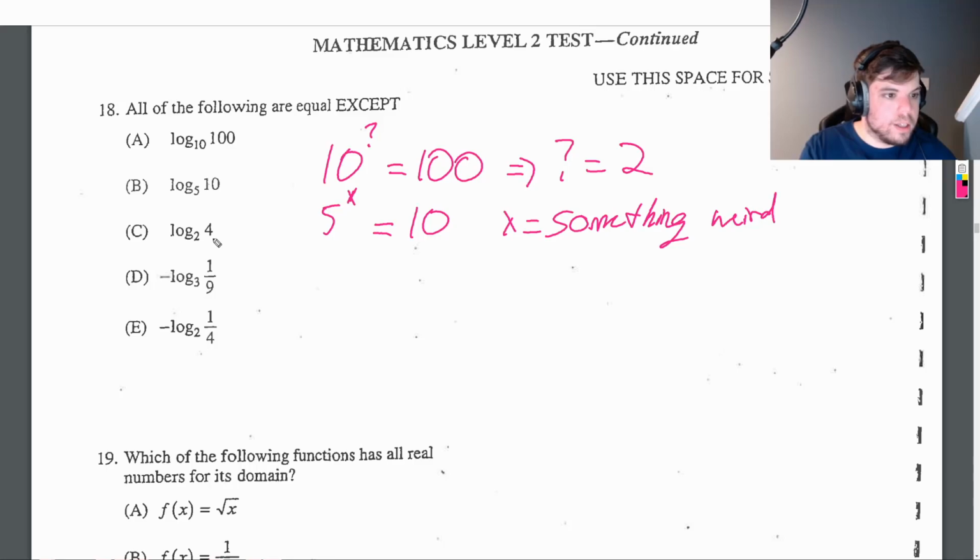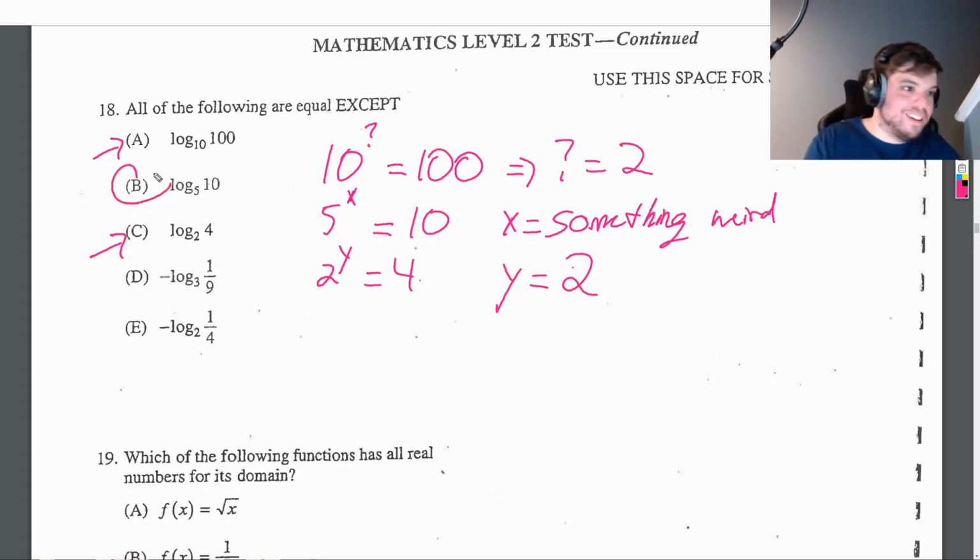The second one's weird. This one, 2 to what exponent gives us 4? Y, this one was x, y equals 2. Oh, okay. So A is the same as C. Stop right there. B is the right answer. All of the following are equal, except this one. Well, we know these two are equal, so as long as we're confident in these two answers, we can stop. We don't have to worry about D and E. If you wanted to go through this, you absolutely could. But there's no point.